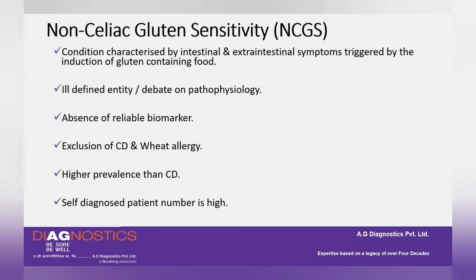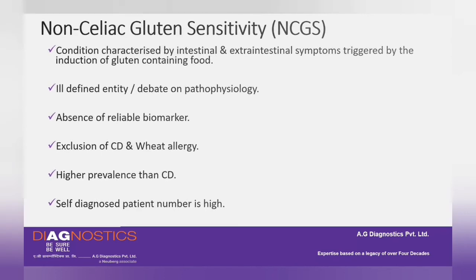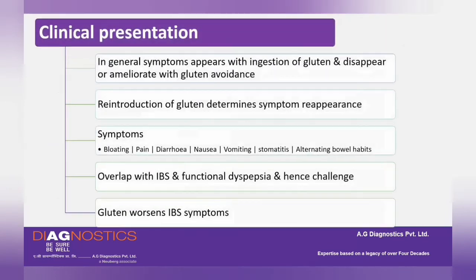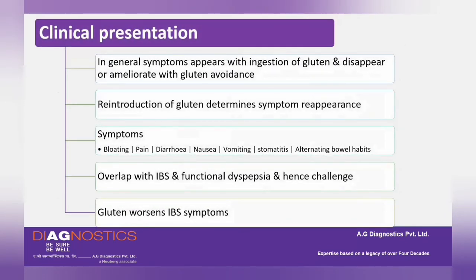So what we have to do is first exclude celiac disease and wheat allergy. In general, the symptoms appear with ingestion of gluten and disappear or get better with gluten avoidance, and reintroduction of gluten immediately determines the symptom reappearance.